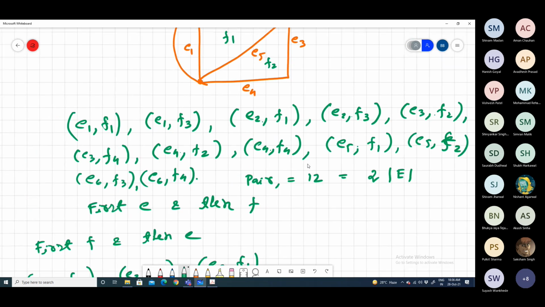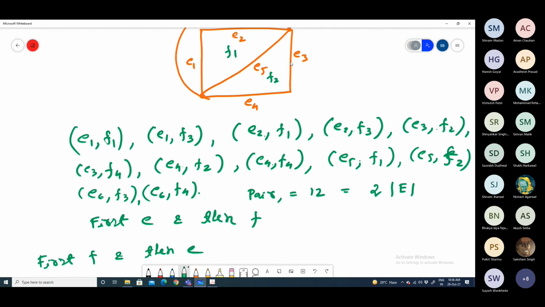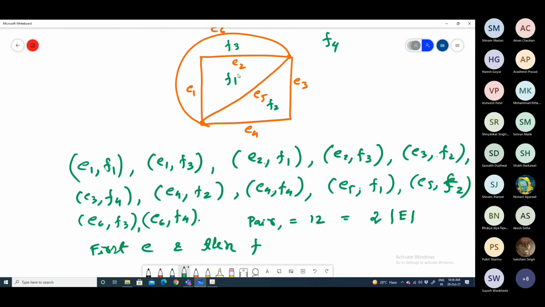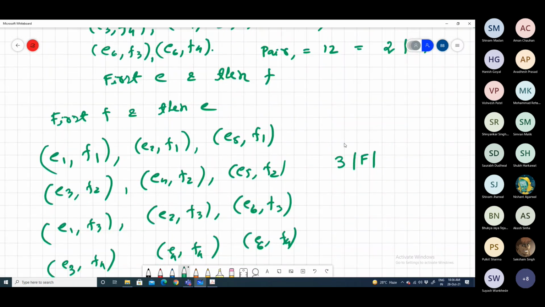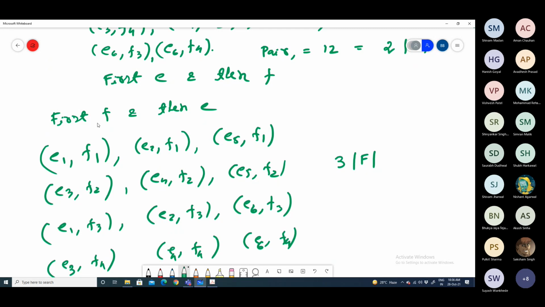But it is for this one. But it might happen that any face might be bounded by more than 3 edges. So if we count first F and then E, this number will be bigger than or equal to 3F. Is that clear? Why bigger than or equal to 3F?